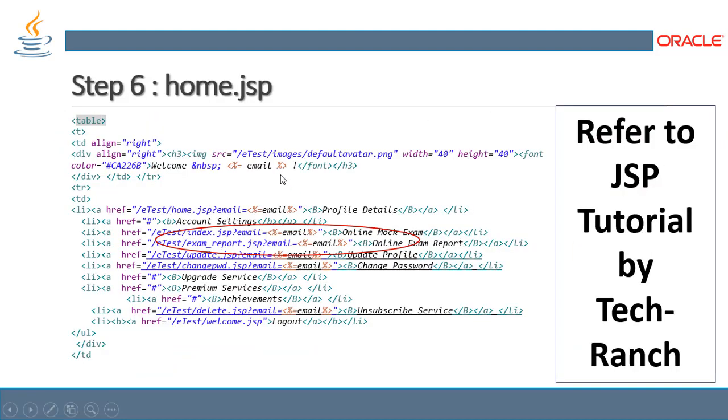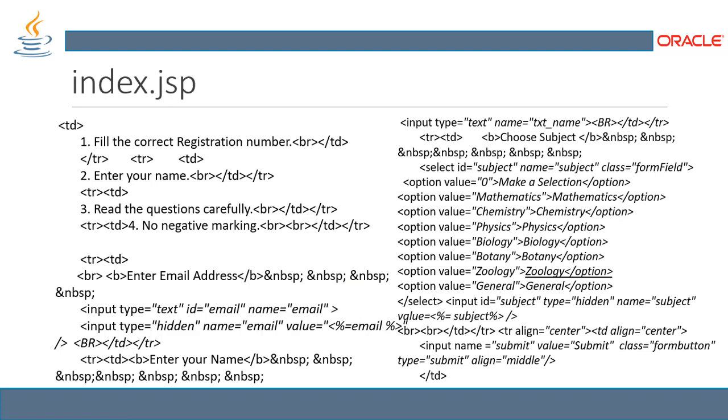In home.jsp, basically we have a welcome message to the user ID. We are taking the email ID as a username, and this is the profile details, and this is where it is going to be connected next, like the online mock exam. Once the user selects this one, the email ID will maintain the session. So the email ID will be passed to the index.jsp, and once home.jsp is done, it will go to index.jsp and exam.jsp.